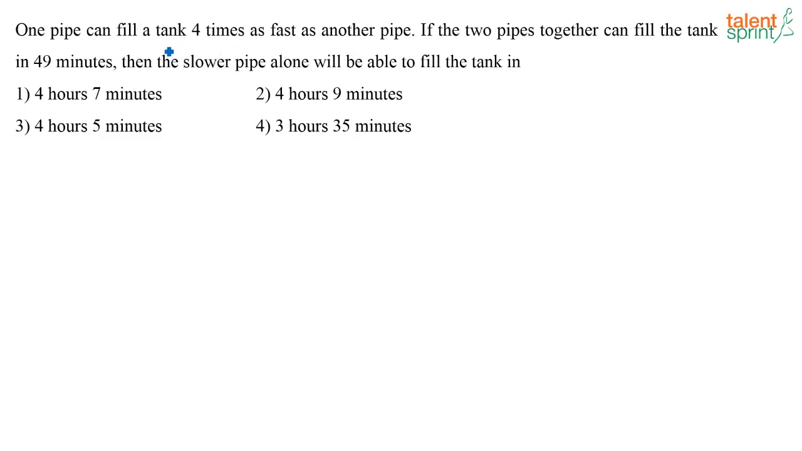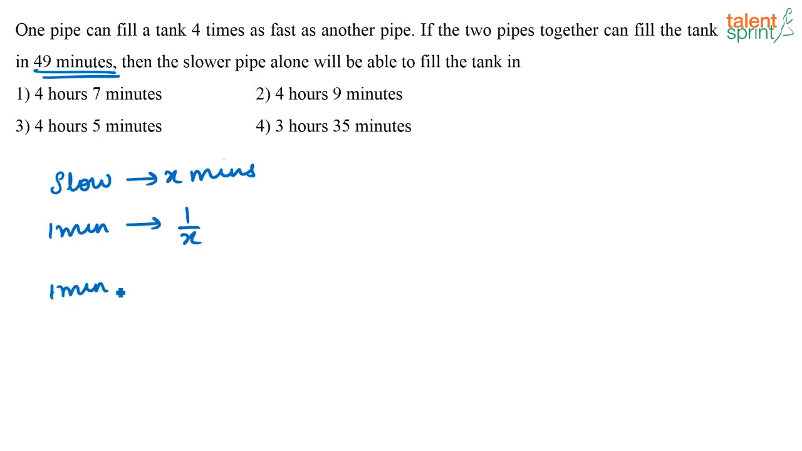One pipe can fill a tank 4 times as fast as another pipe. Tank is filled in 49 minutes. So let us assume the slow pipe is filling the tank in x minutes, right? So in 1 minute, what is the work done by the slow pipe? It is nothing but 1 by x. Similarly, the faster pipe is working 4 times as the slower pipe, so in 1 minute, the faster pipe should fill 4 times what the slower pipe is doing.